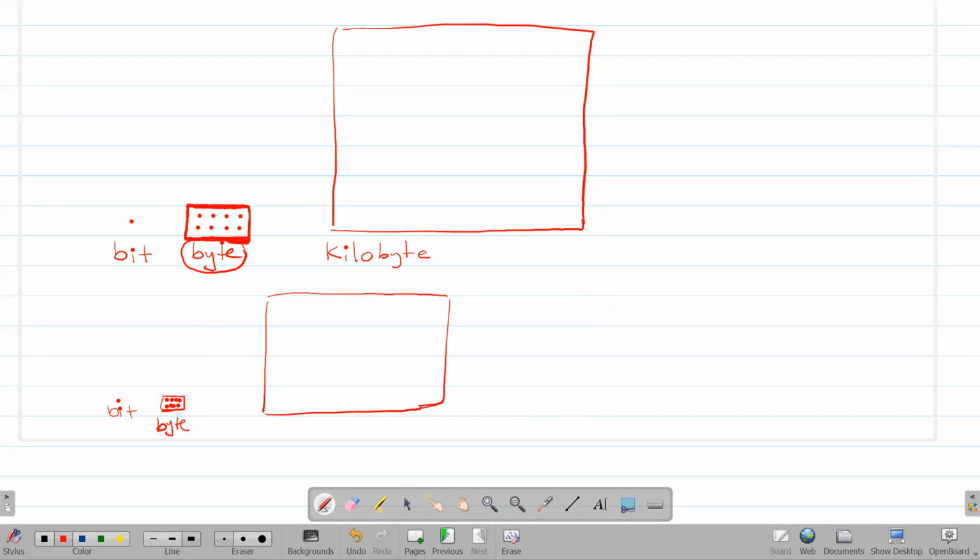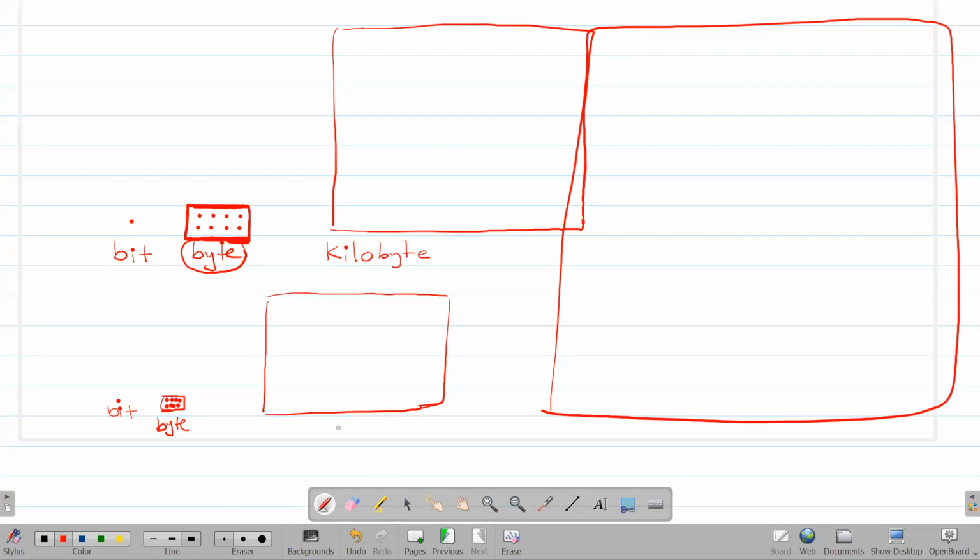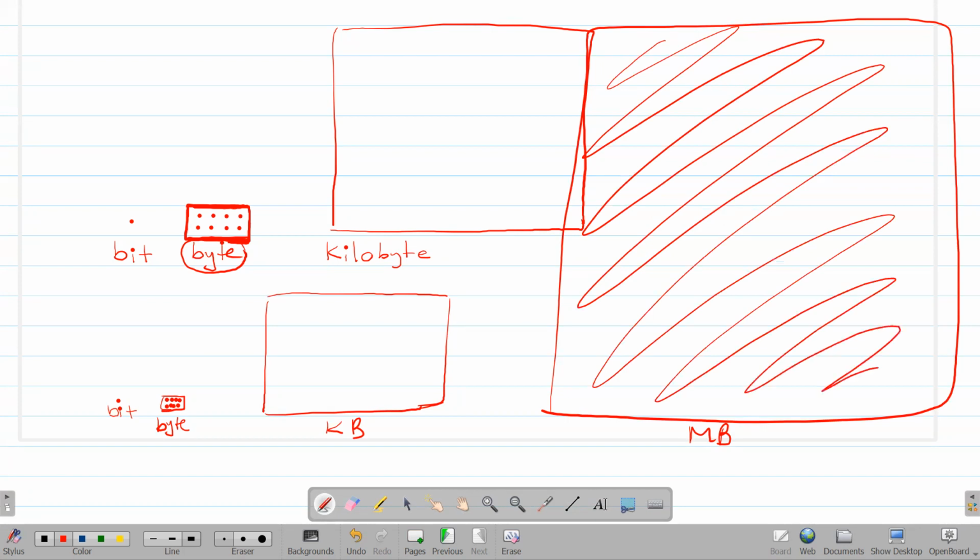And the megabyte is kind of pretty big. So this is kilobyte, this is megabyte. And if you think about the gigabyte, it is 1024 of this space. Huge one. If you think about terabytes, it's 1024 of gigabytes. Huge one. So likewise, it's going to grow and we are going to measure like that.